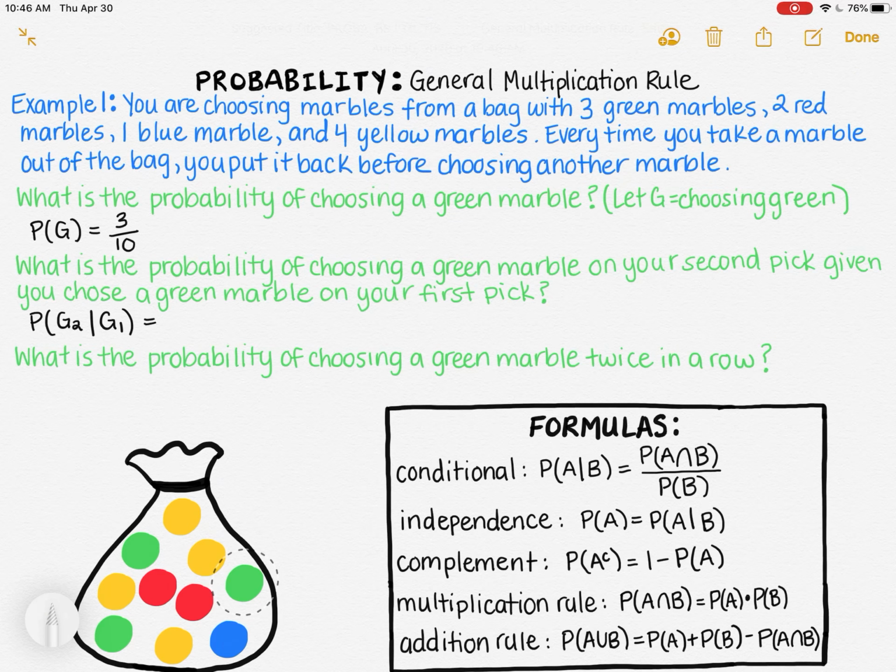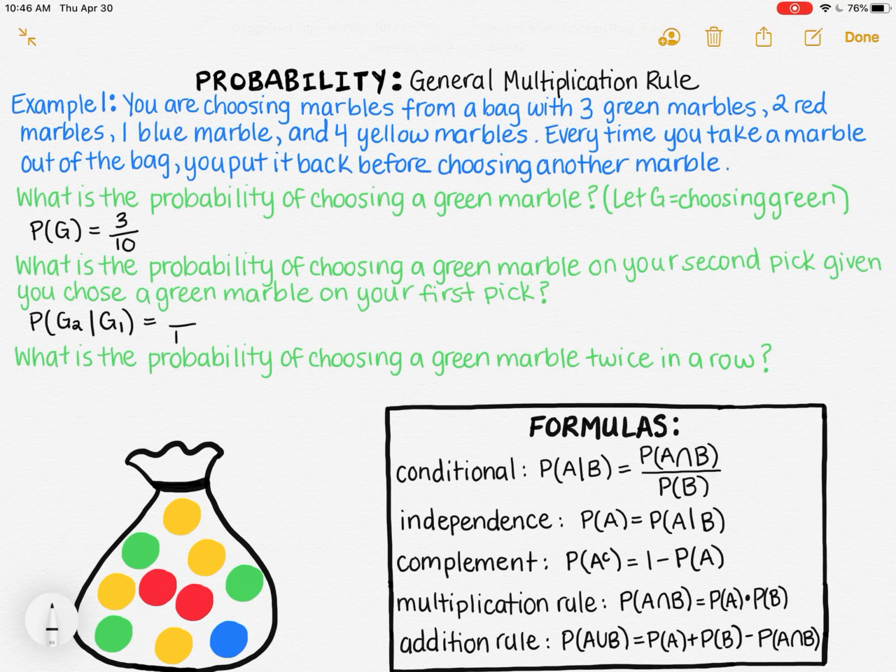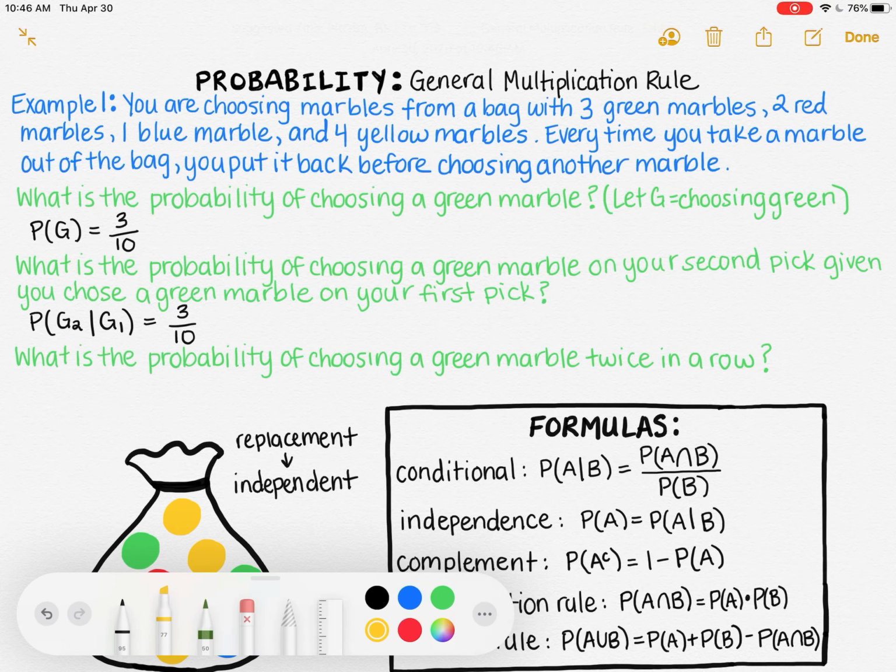As you can see, when I put that green marble back, it brings us back to our original sample space and our original amount of green marbles. So on my second pick, the total number of marbles I'm picking from is still 10, and the total number of green marbles I can choose is still 3. So my probability ends up staying the same. This is due to the fact that we're replacing the marbles. The fact that we replace the marble each time causes the events to be independent, because what we pick the first time doesn't impact what we pick the second time.